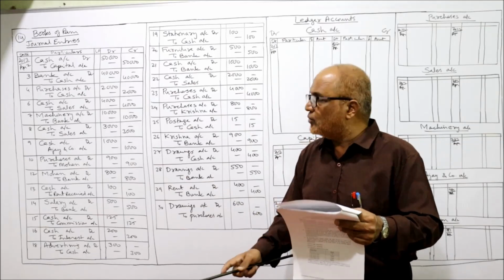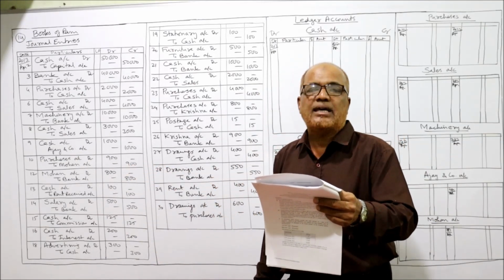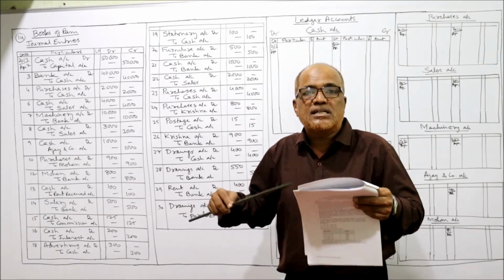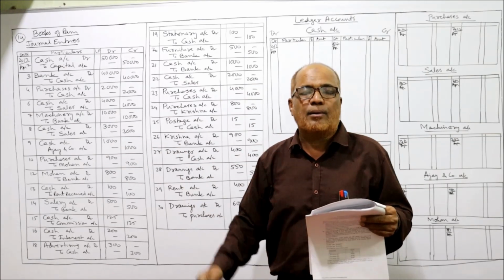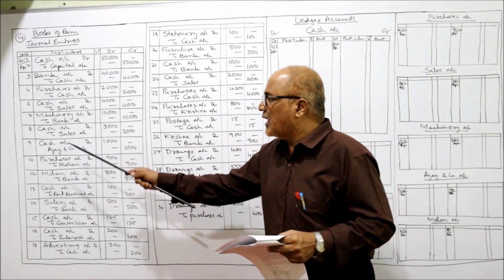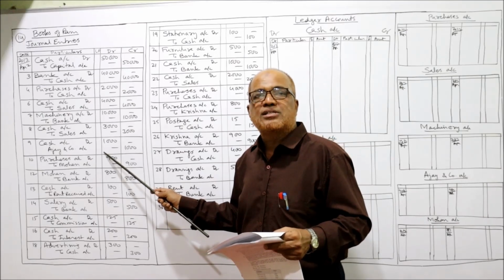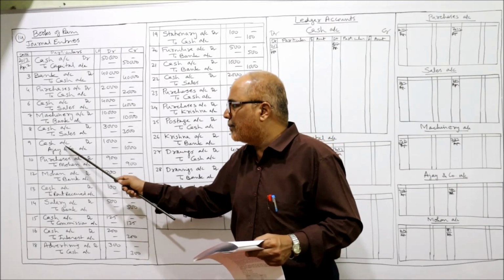Received, 9th one. Received cash from Ajay Company. That means cash is received from Ajay Company. So cash comes in, cash should be debited. So cash account debit to Ajay and Company, being cash received from Ajay and Company.